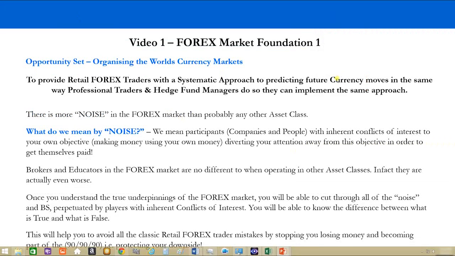So the first thing we're going to have a look at here is we're going to try to understand what the Forex markets are all about in their basics. And what you're going to find is that there's a lot of what we call noise in the Forex market, more so than probably any other asset class. What do we mean by the noise? Well, what we mean is basically the participants.